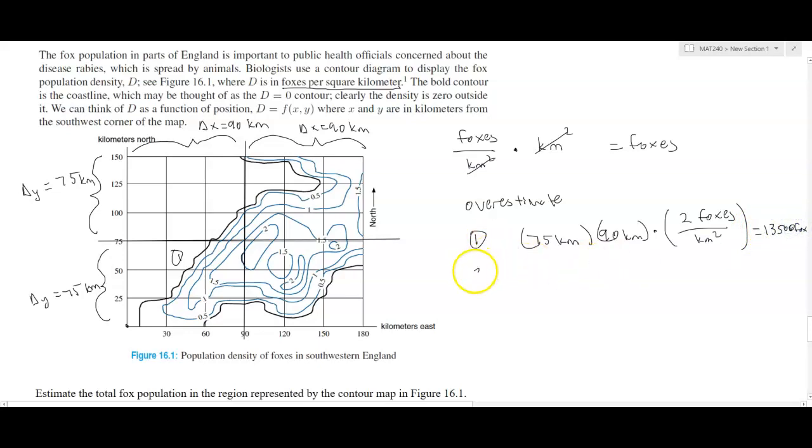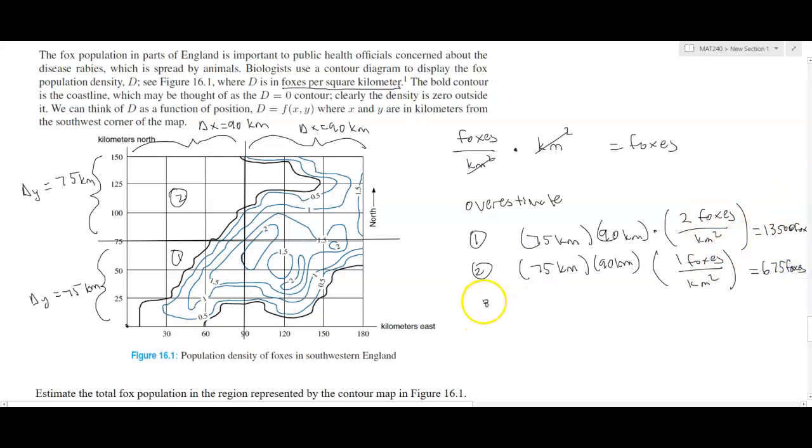And now I'm going to repeat the same thing. We'll just jump up to this region here. And so that will be, again, 75 kilometers by 90 kilometers. And the greatest number of foxes I have in this region, I'm not going to count that corner point. I'm just going to say it's 1 because that's most visibly the highest density of foxes that I have in that region. So I'll multiply this by 1 foxes per square kilometer. And that's going to give me, let's see, divided by 2, 675 foxes.